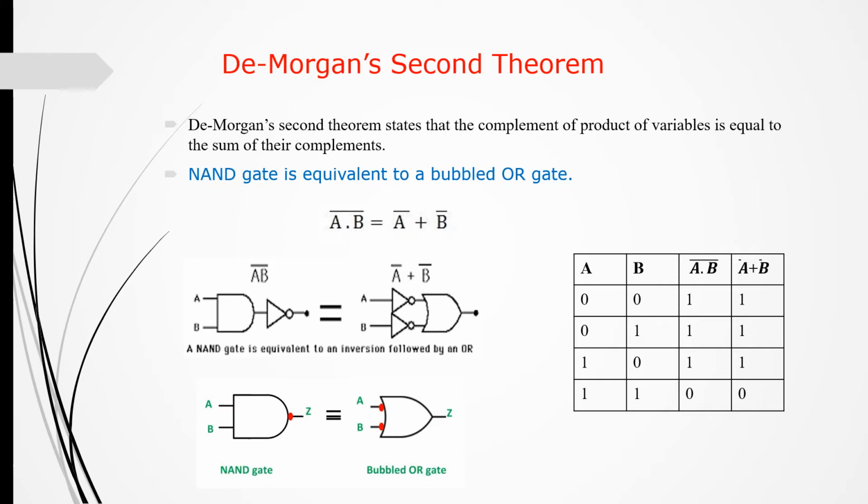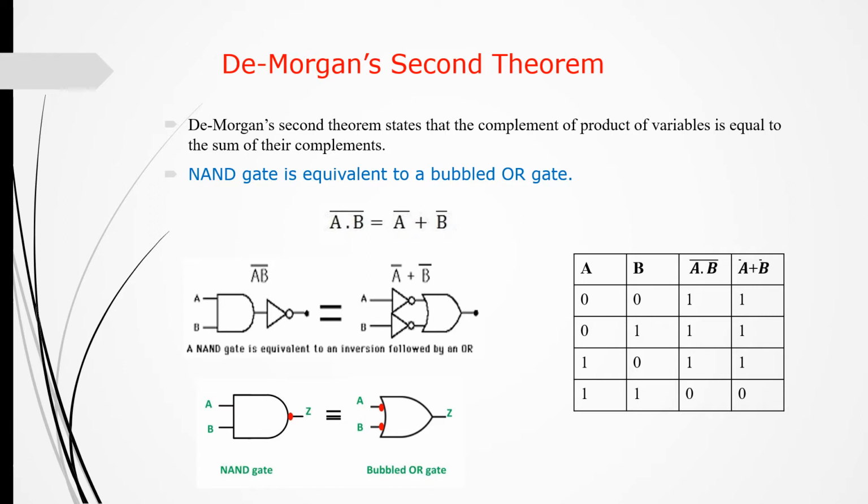We can get (A into B) bar equation using NAND gate, and A bar plus B bar equation is obtained using NOT gates and OR gate. Bubbled OR gate is equivalent to NOT gates and OR gate combination. So here you can see that NAND gate is equivalent to a bubbled OR gate.